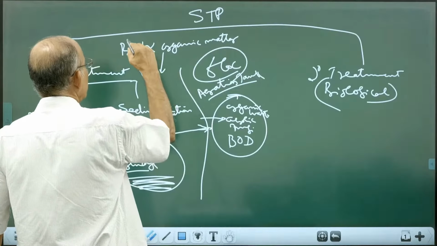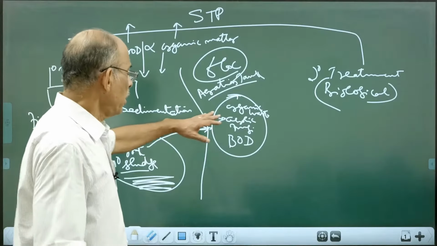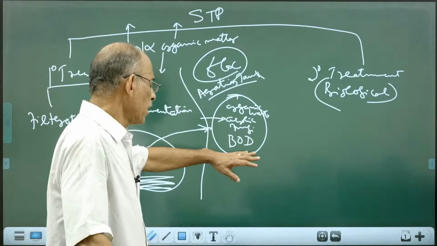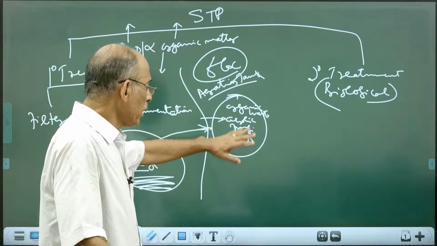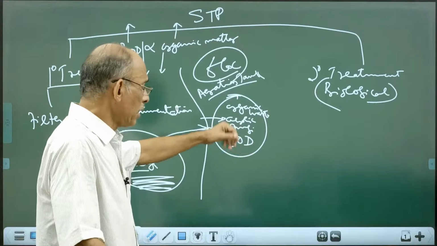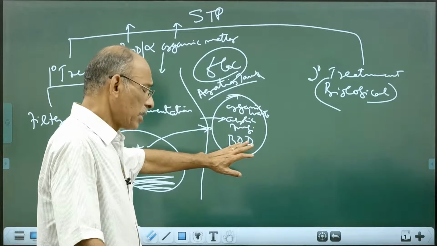When BOD is high, organic matter pollution is high. Now and then we take this BOD test, and when BOD is very low, that means organic matter is almost completely exhausted, or the organic matter pollution is very low.